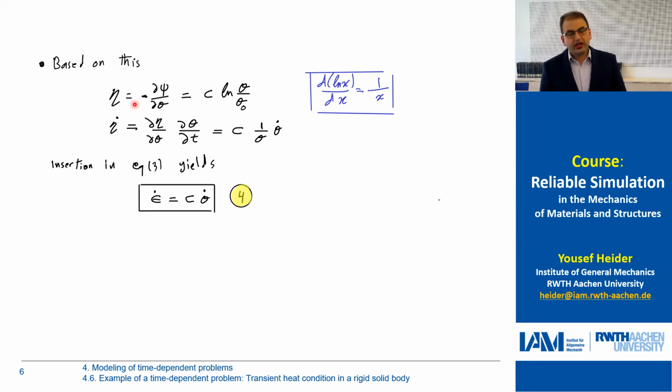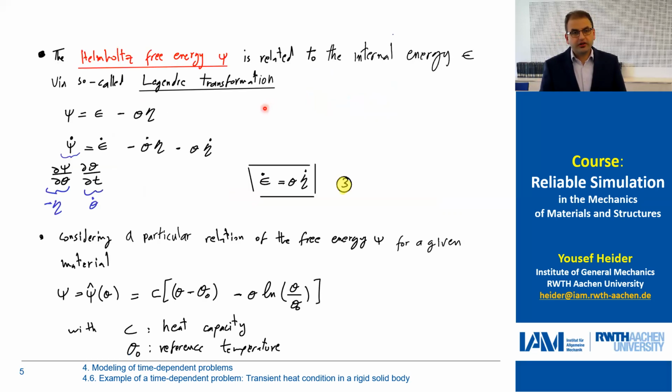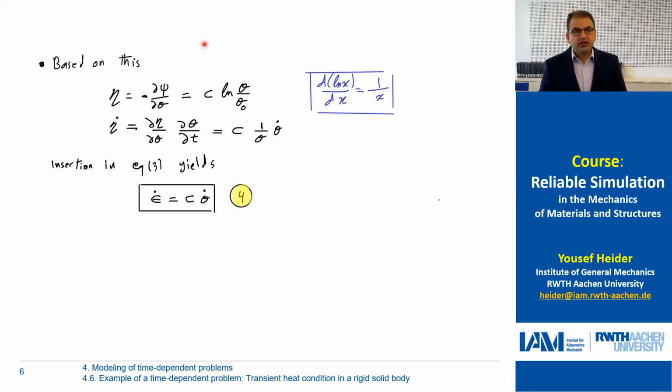Now, based on this, we can compute the entropy as minus the partial derivative of the free energy with respect to the temperature, and based on the energy that we have already specified, the entropy would be C multiplied by the logarithm of zeta divided by zeta 0. If we take the time derivative, then we have d eta to d zeta multiplied by d zeta to dt. And this equals C, the heat capacity, multiplied by 1 over zeta multiplied also by zeta dot. Of course, we used the rule for the derivative of the logarithmic function.